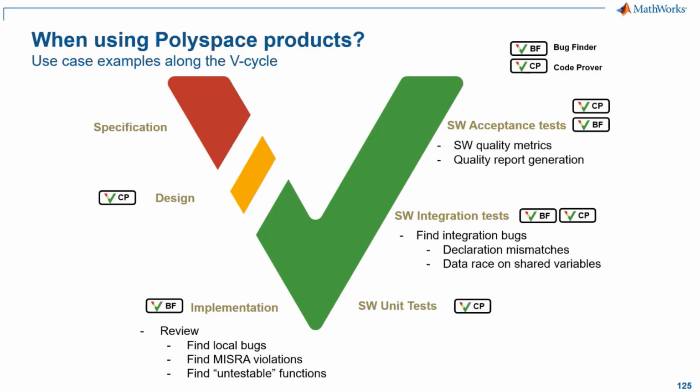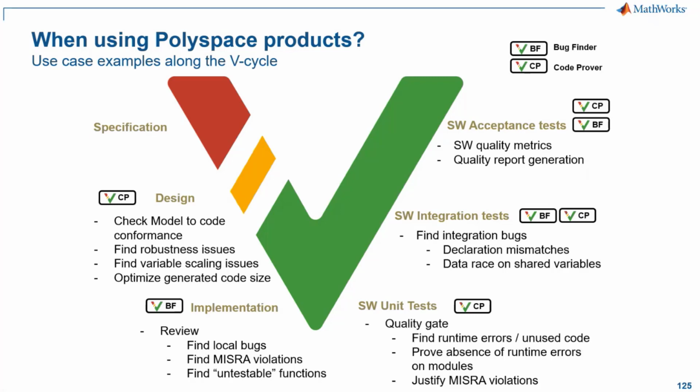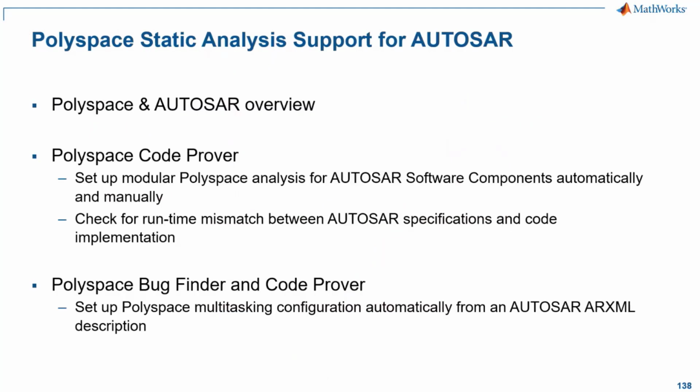Yes, and in software acceptance test, with Bug Finder, you can have different quality metrics reports as well as quality report generation regarding, for example, the coding guideline or the runtime defects. And in the design phase, we recommend you use Polyspace Code Prover, which is CP here, as you can see. Also, before running unit tests, we recommend Polyspace Code Prover because it can already help you find untestable functions or unused code, for example. And it will also help you make automatic deviation regarding MISRA coding violations. As with Bug Finder, you can also have different types of reports and safety artifact reports using Polyspace Code Prover.